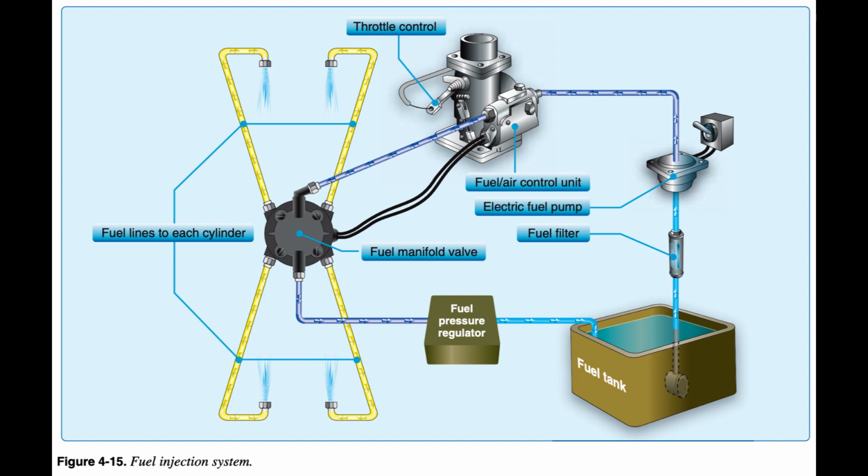Figure 4.15. The engine-driven fuel pump provides fuel under pressure from the fuel tank to the fuel/air control unit. This control unit, which essentially replaces the carburetor, meters the fuel and sends it to the fuel manifold valve at a rate controlled by the throttle. After reaching the fuel manifold valve, the fuel is distributed to the individual fuel discharge nozzles. The discharge nozzles, which are located in each cylinder head, inject the fuel/air mixture at the precise time for each cylinder directly into each cylinder intake port.